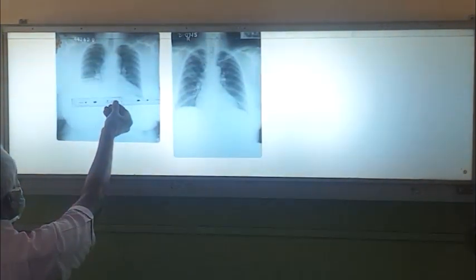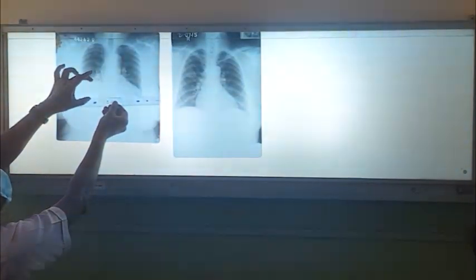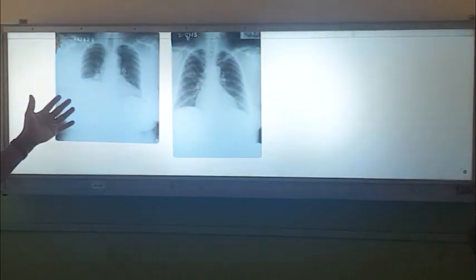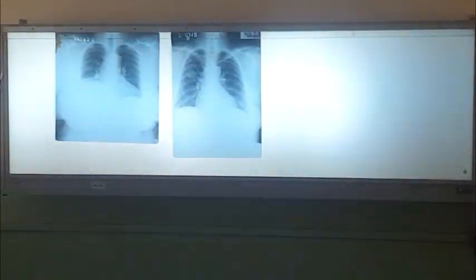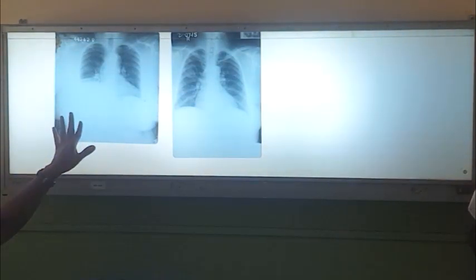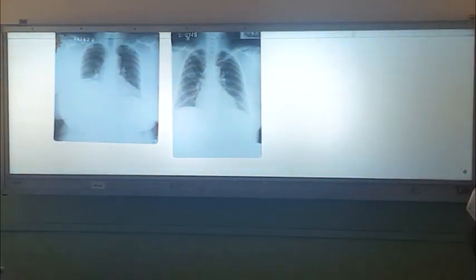So this is the left hemidiaphragm, and the right hemidiaphragm is elevated, right? More than 2.5 centimeters away. So if you see an elevated right hemidiaphragm, you have to think of two things. One is diaphragmatic palsy, the other one is subpulmonic pleural effusion, right? So this is a patient with diaphragmatic paralysis. You can do ultrasound or fluoroscopy and see the movements of the hemidiaphragm. If it is paralyzed, there will be paradoxical movements.